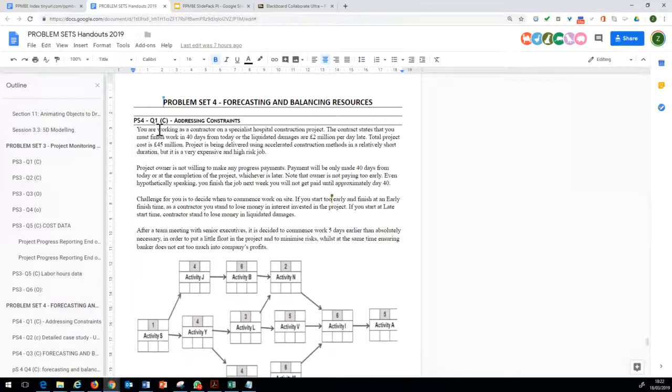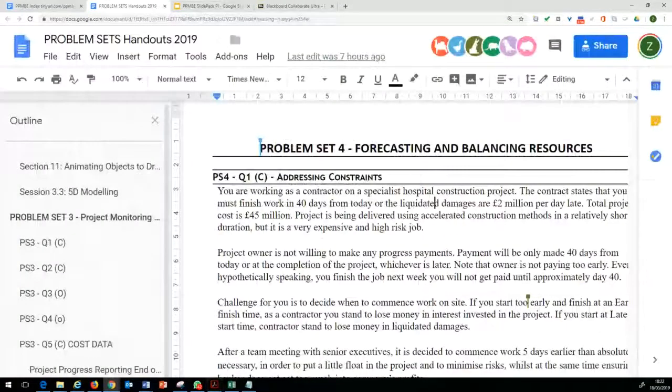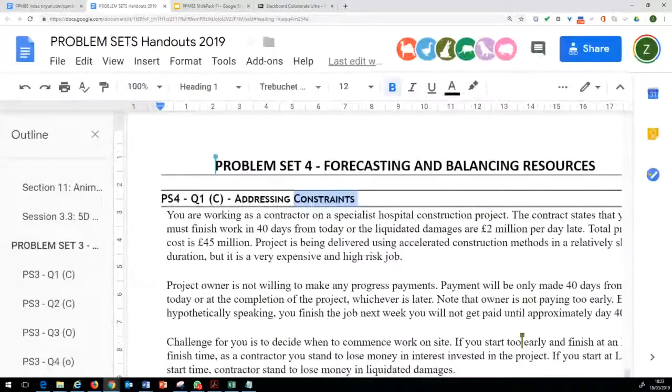So the problem description focuses on forecasting and balancing resources and addressing various project constraints. In this first problem, we will be focusing on how you would go about managing a project whilst facing different constraints. The problem description reads that you are working as a contractor on a specialist hospital construction project. The contract states that you must finish the work in 40 days from today, or the liquidated damages are £2 million per day you are late.